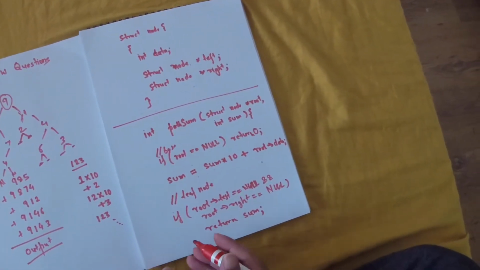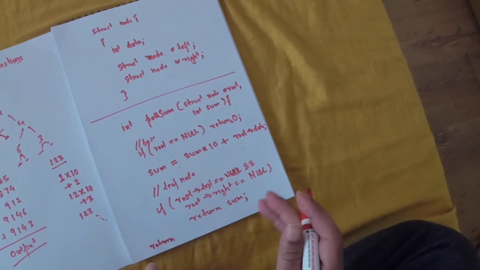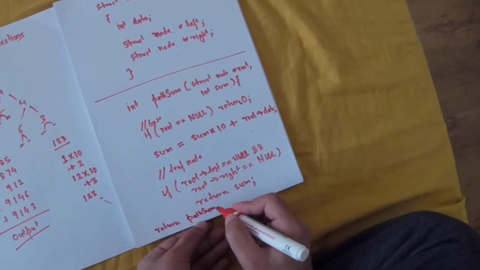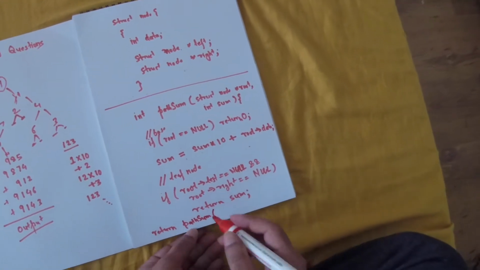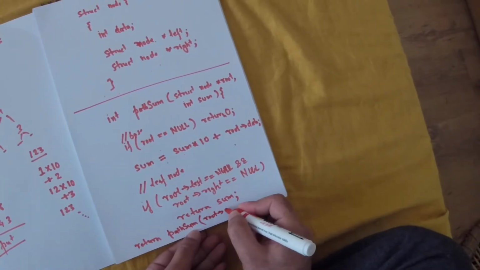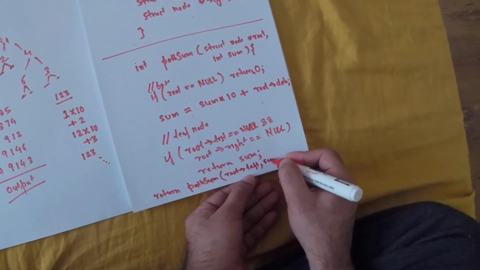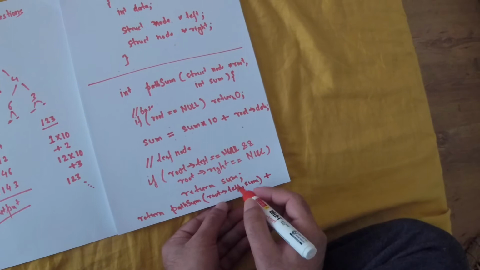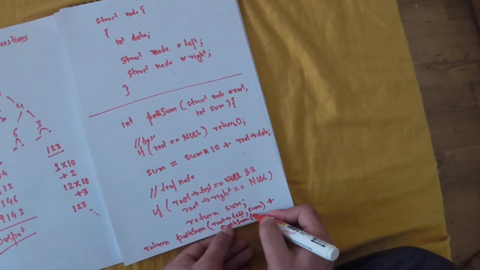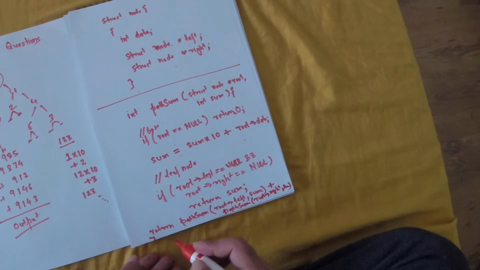Else we will recursively call this method with the left node and add it with the right node. That's all.